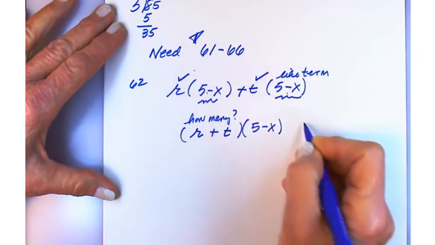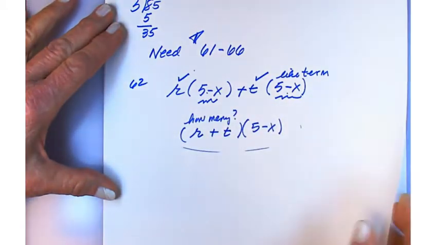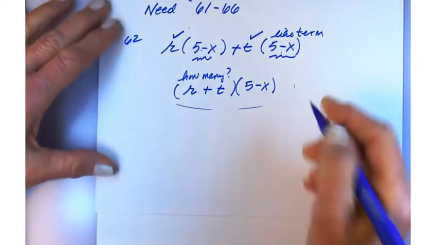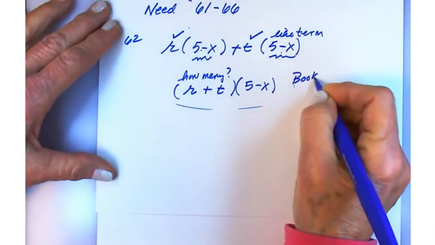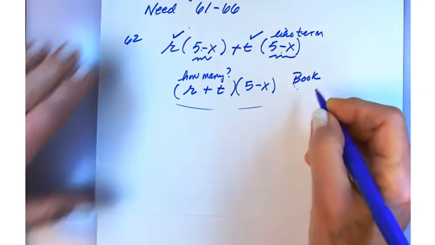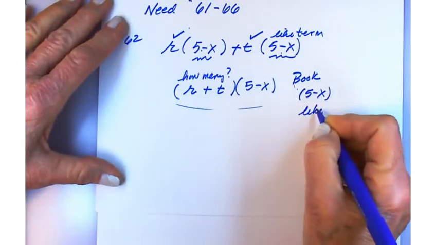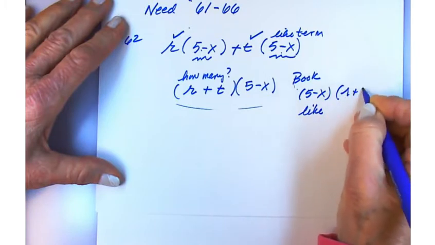So this is leading us into a next idea. The book, more than likely, is going to have theirs in the opposite order. They put their like term first, and they put how many second.